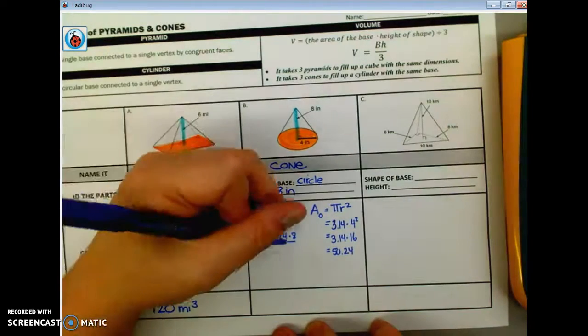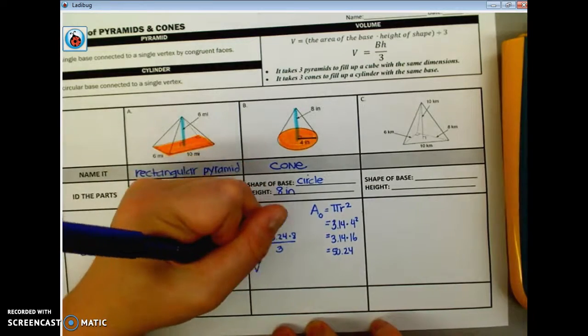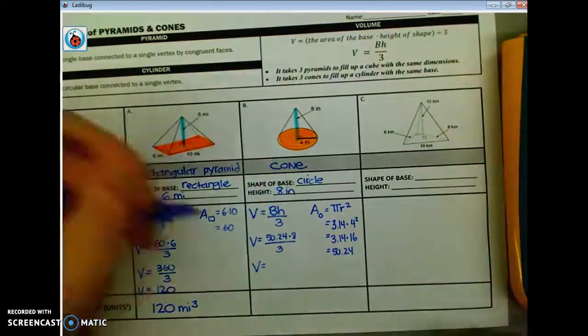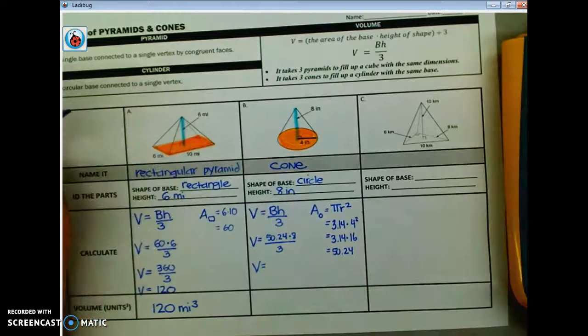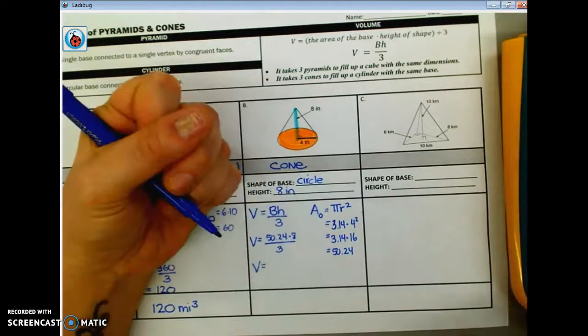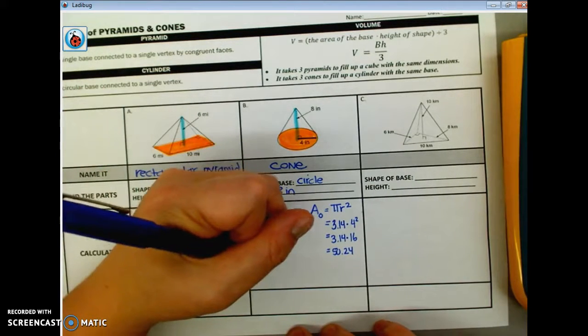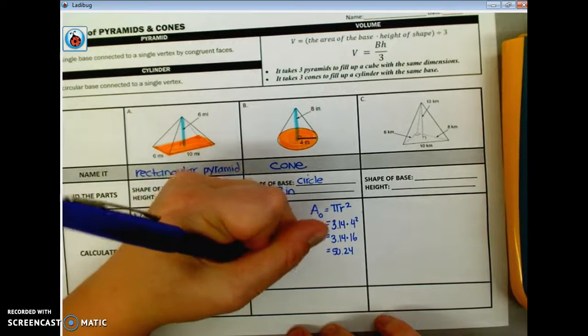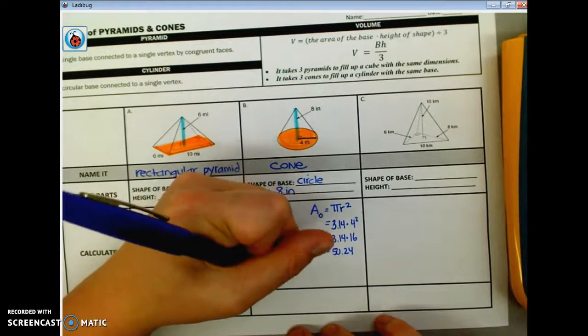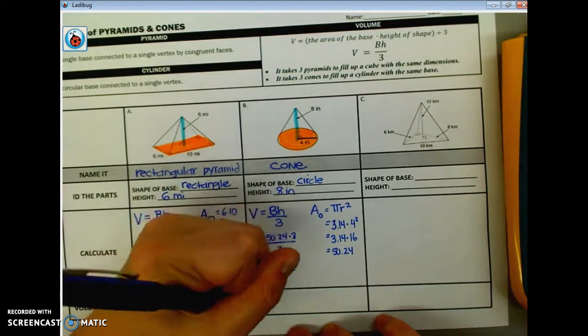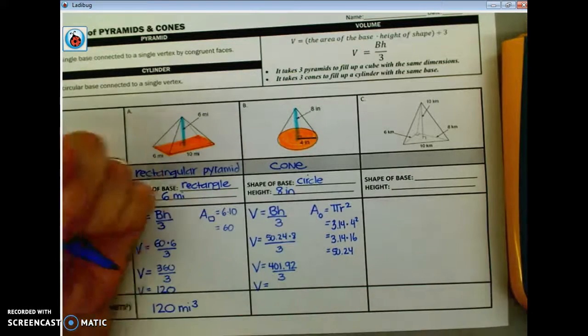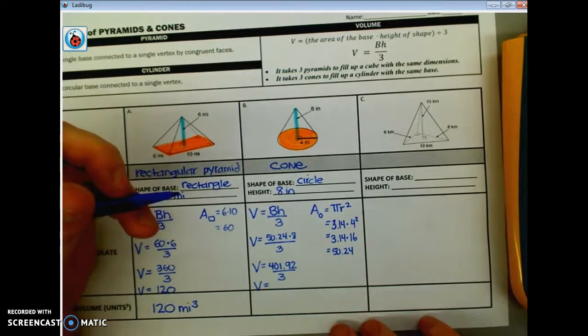And then I divide all that by 3. So again, now I can use my calculator. I've already got my plan set up, and I like to show step by step. So I'm going to do 50.24 times 8. Is that right? Yep, that's the height. So I get 401.92, and then I'm going to divide by 3. So divide that answer by 3.